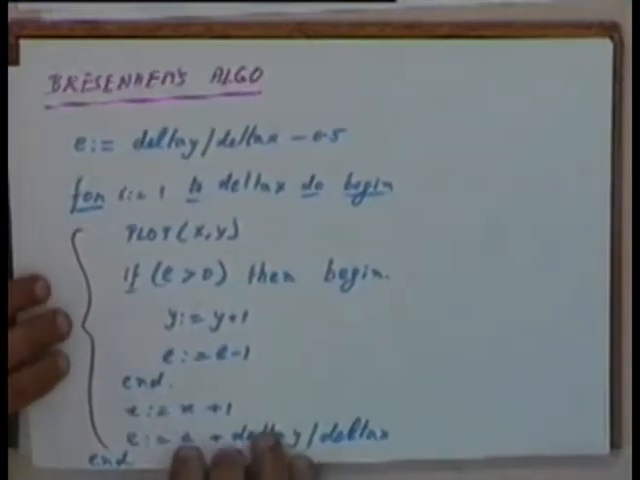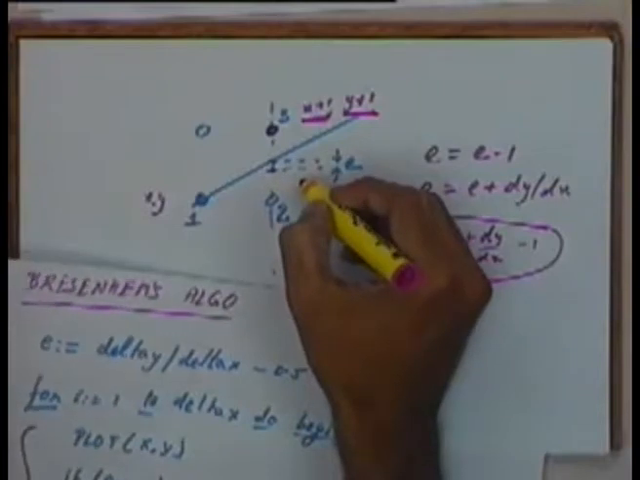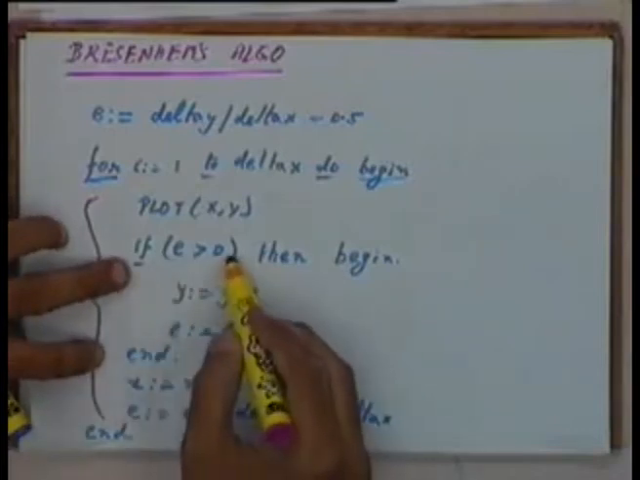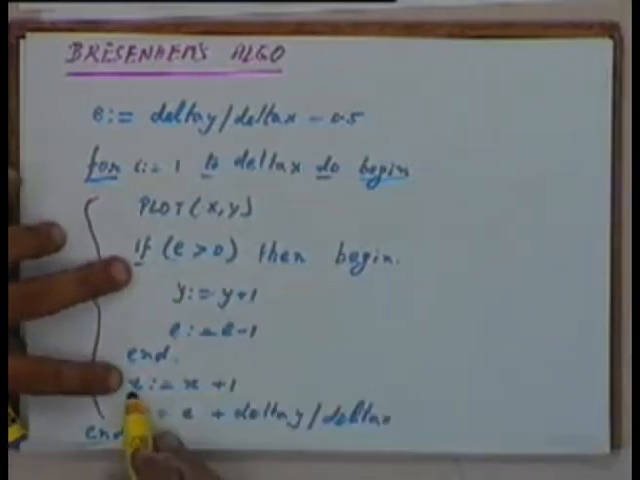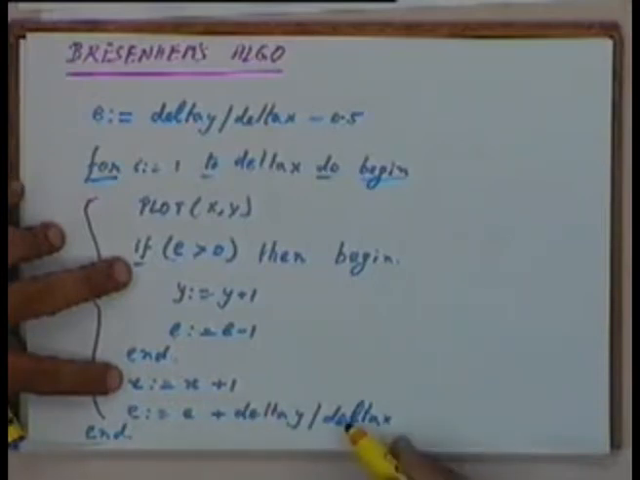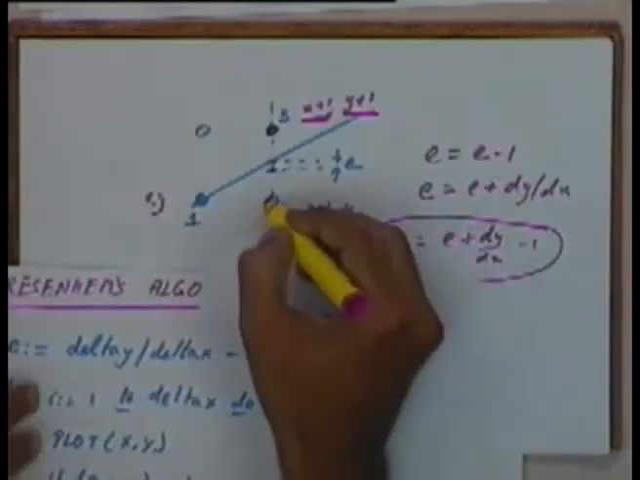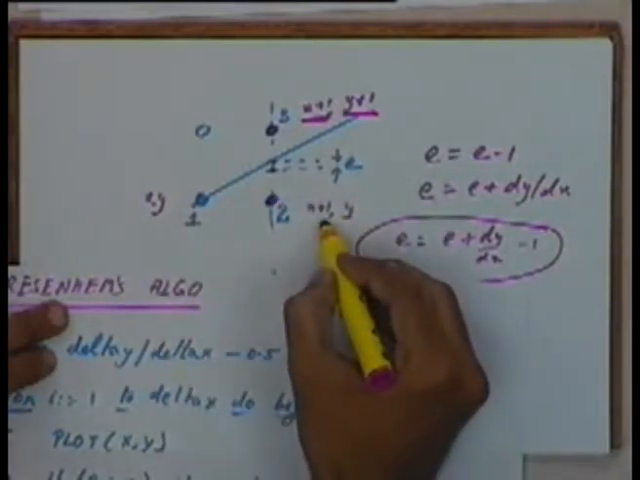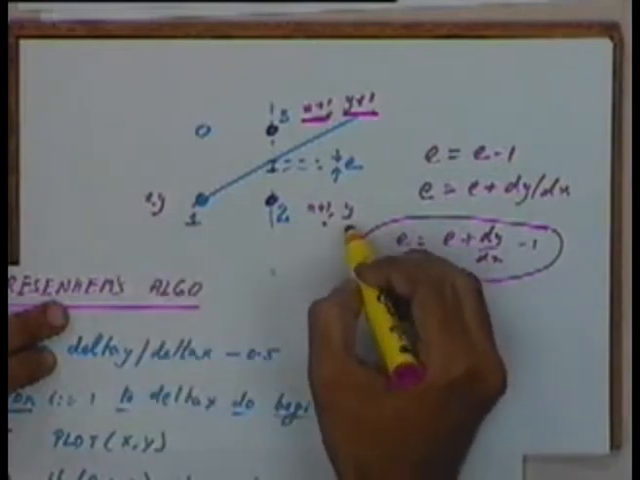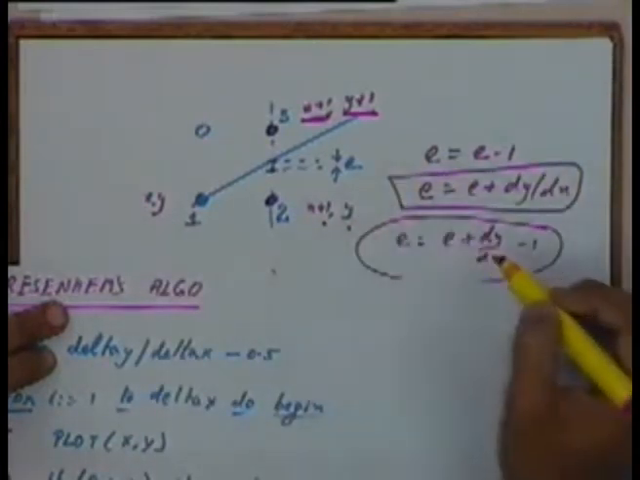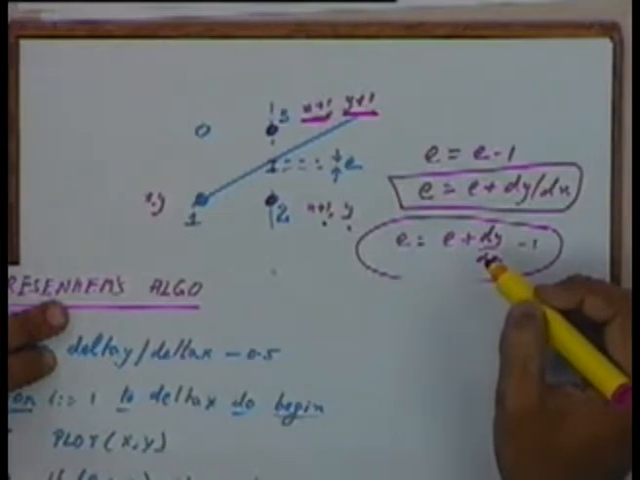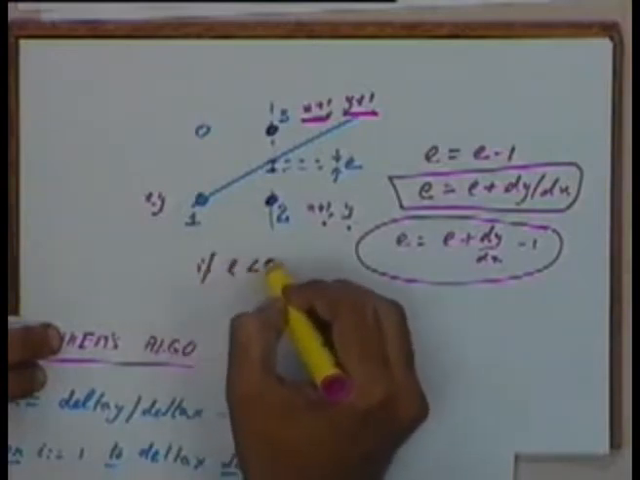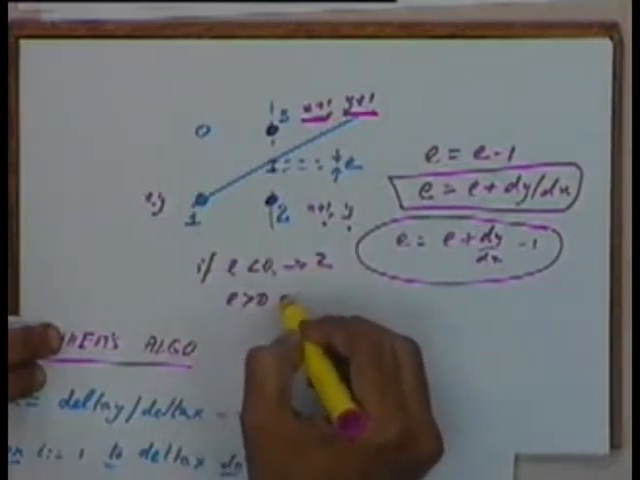Okay, if the error term is less than 0, in that case, these two steps will not be done. We'll just say x is equal to x plus 1 and E will be equal to E plus dy by dx, which is what we want to do for pixel number 2. x will change to x plus 1 and y will remain as y and E will change to E plus dy by dx. So effectively if E is less than 0 then pixel 2, if E is greater than 0 then pixel 3.